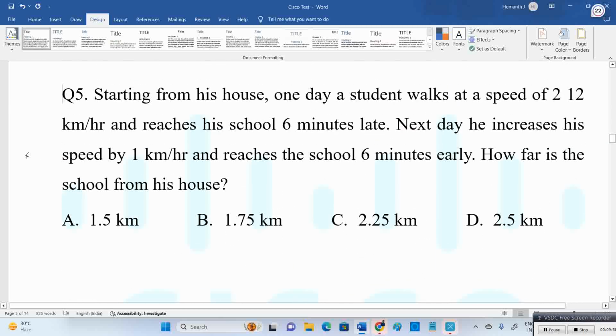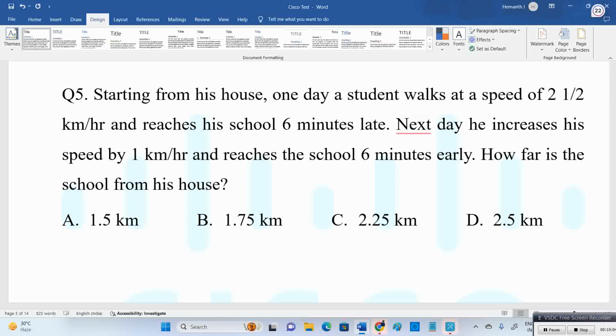Starting from his house, one day a student walks at a speed of 2.5 kilometer per hour and reaches his school 6 minutes late. Next day, he increased the speed by 1 kilometer per hour and reaches the school 6 minutes early. How far is the school from his house? This is a time and distance related question.